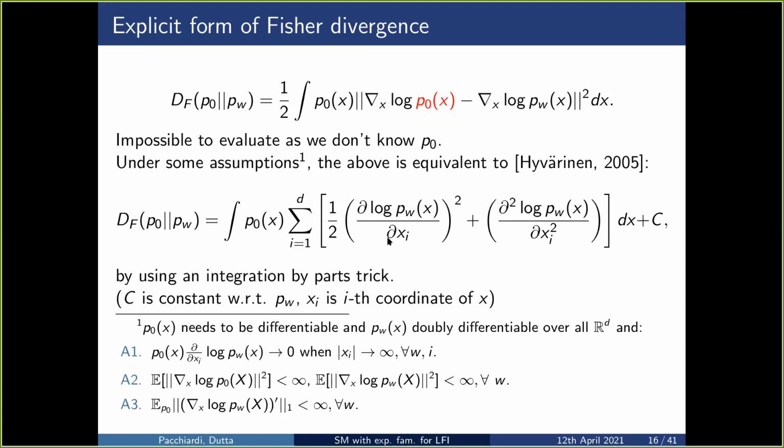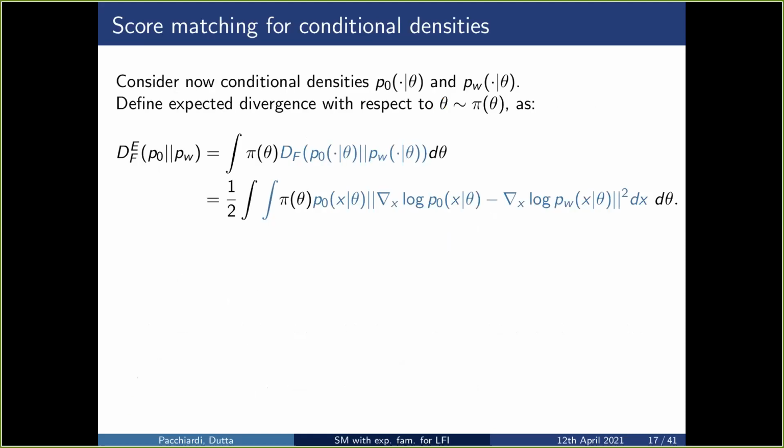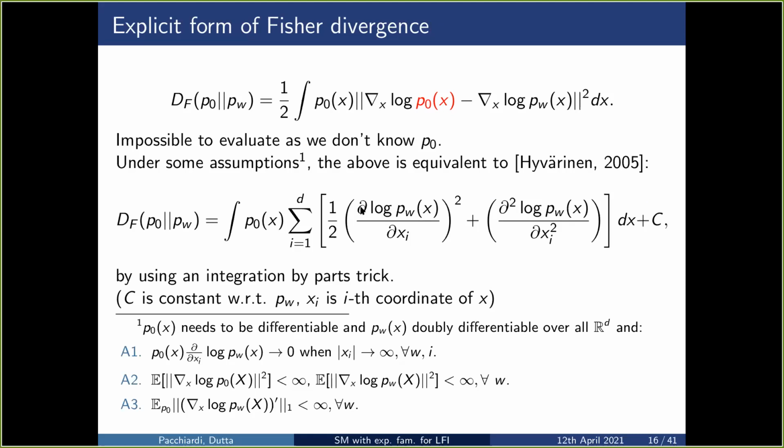So here, this is the first derivative of PW log PW with respect to x's and square of that, and then the double derivative of log PW with respect to the x's. And this just comes from a very simple, but very clever, integration by parts trick. And next thing is that in the original work of Hyvärinen, all of these things were done assuming x is in RD, so it's both negative and positive.